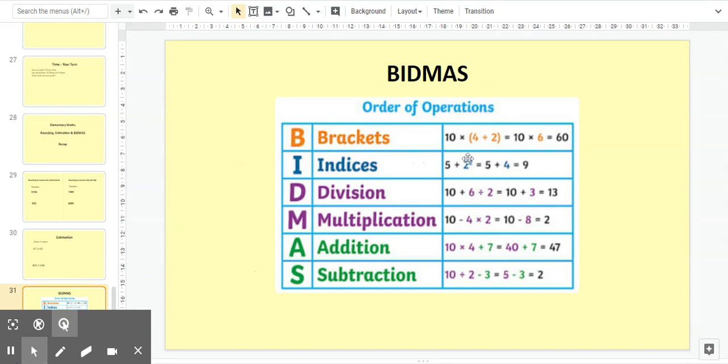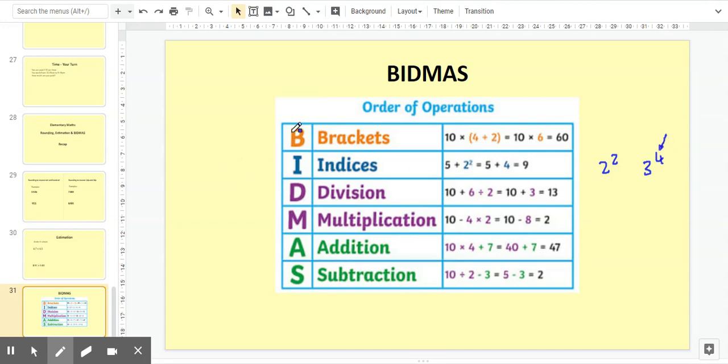The last thing we talked about was BIDMAS. So this is the order of operations, the order that we do our calculations. So B, that's our brackets, that comes first. Indices, that's the second thing we do. So that would be, for instance, 2 squared, or it could be 3 to the power of 4, anything with a power.